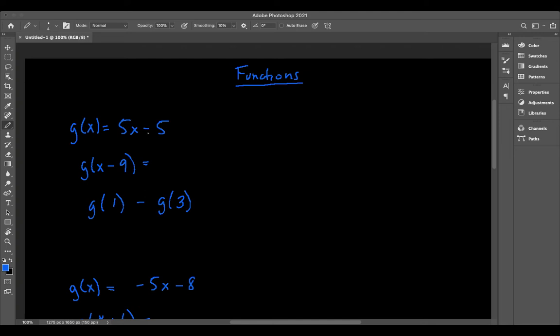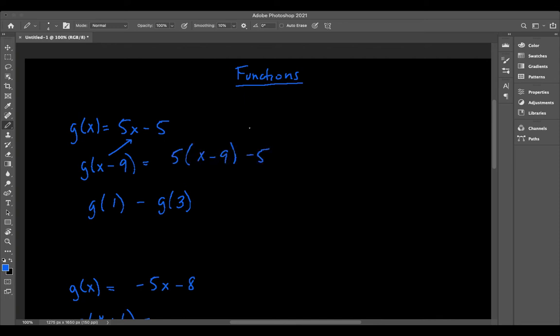Okay, so let's talk about it here. We have the equation g of x equals 5x minus 5. Then we have another expression, g of x minus 9 equals blank. So what this means is that anywhere there's an x, I'm going to substitute in the expression x minus 9. Let me do that here.